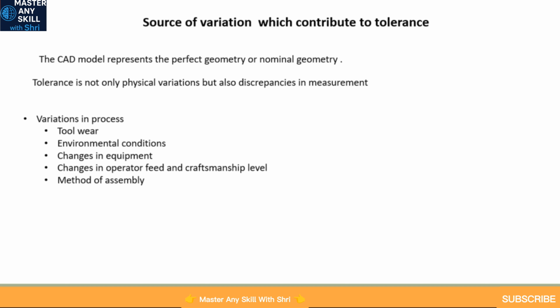Second, environmental conditions. Action of temperature, high temperatures, action of chemicals, corrosion, humidity, all of that will affect the output. Changes in equipment. Let's say a part has been manufactured on one machine and then that machine has to go for maintenance. Then you manufacture that same design on another machine. The result might be different because each and every machine will have its own characteristics and the variations might be different, and hence that will affect the tolerances.